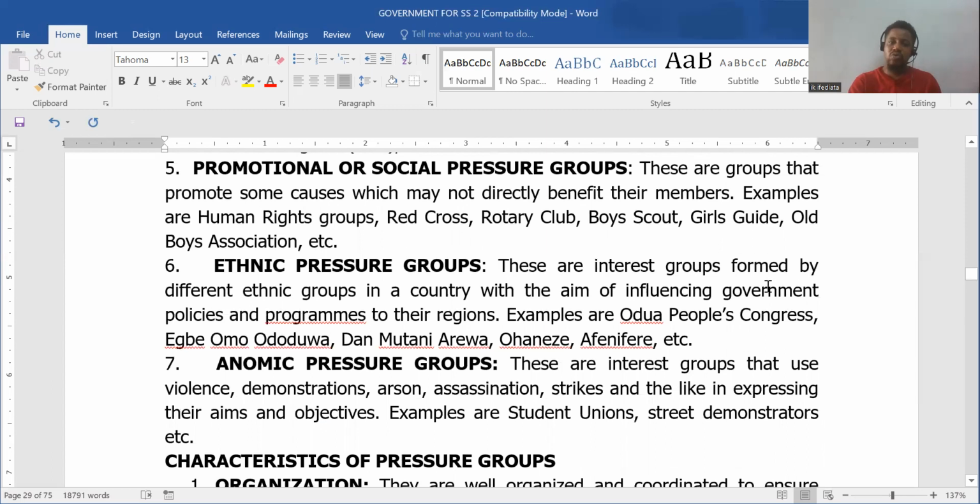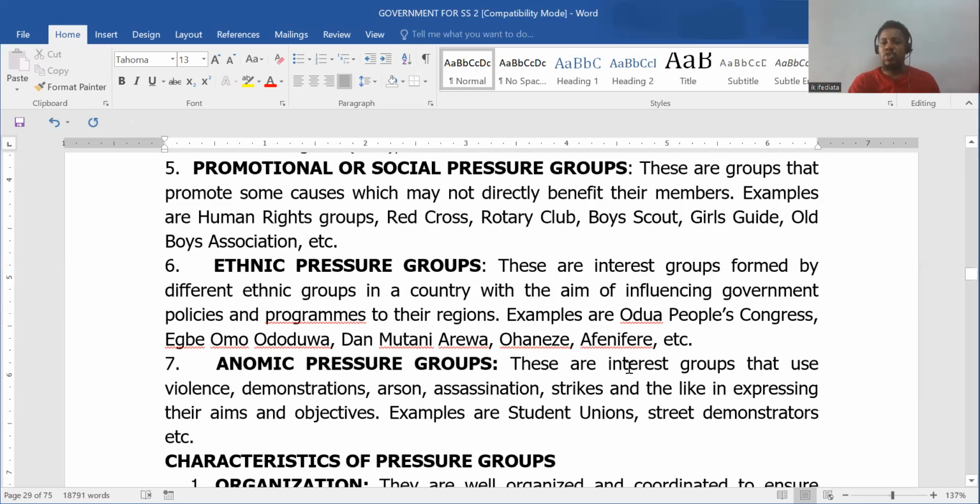So ethnic pressure groups, you see them, Oduduwa. These are interest groups formed by different ethnic groups in the country with aim to influence government policies to better their region, like the Odua People's Congress, like the Egbe Omo Oduduwa. This one later metamorphosed into a political party, like the Dan Mutani Arewa, the Ohanaeze, the Igbo, and the Afenifere as well.